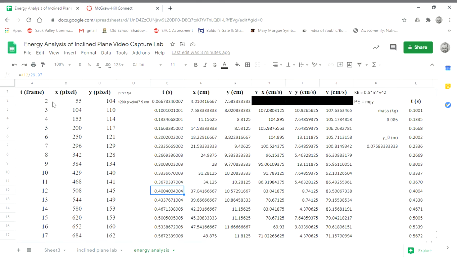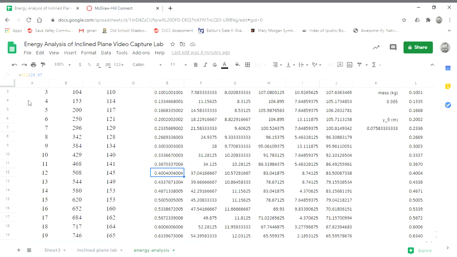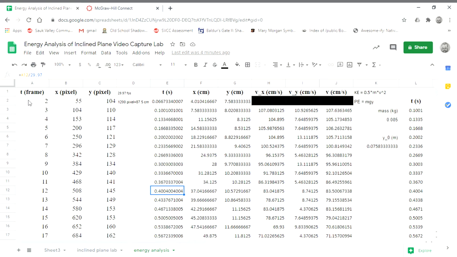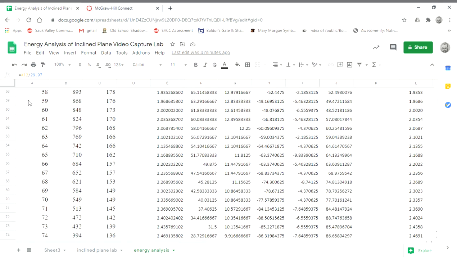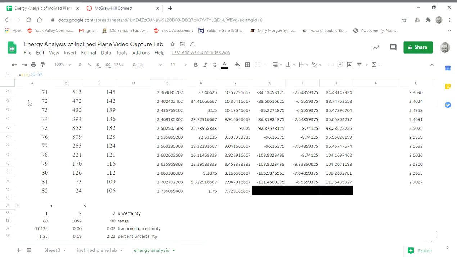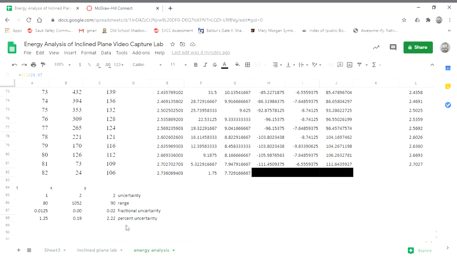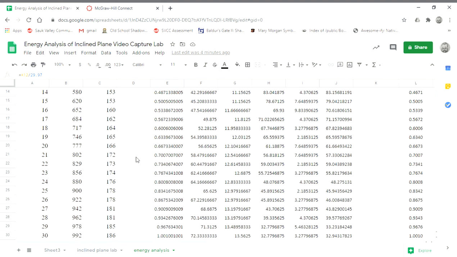As a quick note, I took data for every single frame. You don't necessarily have to do that for all the videos. For some of them, it can be handier to take data every 2 frames or every 3 frames instead. But for my inclined plane lab, I did it for every frame, and so I have 80 data points, and I'll come back and talk more about these uncertainty numbers later.